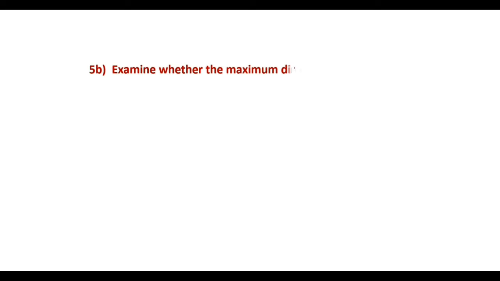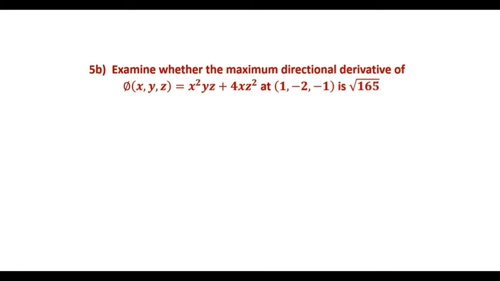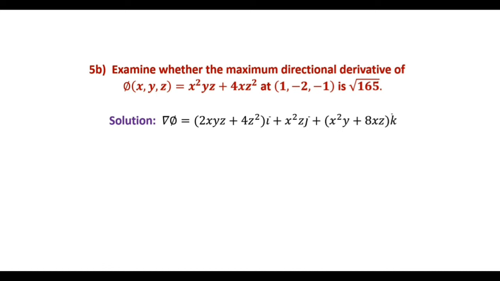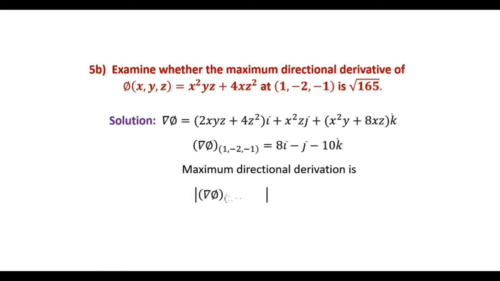3 marks question. Examine whether the maximum directional derivative of the scalar point function at the point P is square root 165, where P is (1, -2, -1). We need to find the gradient of the scalar point function phi, del phi, where del is i bar dou by dou x plus j bar dou by dou y plus k bar dou by dou z, it gives this vector. Del phi at the point P is this vector. Maximum directional derivative is the modulus of the gradient of phi at the point. It gives square root 165.